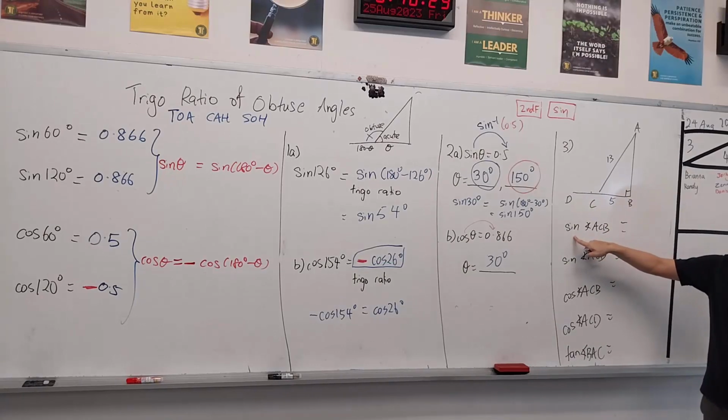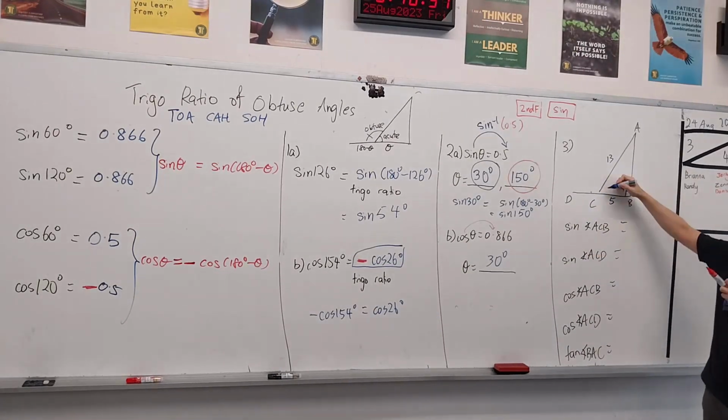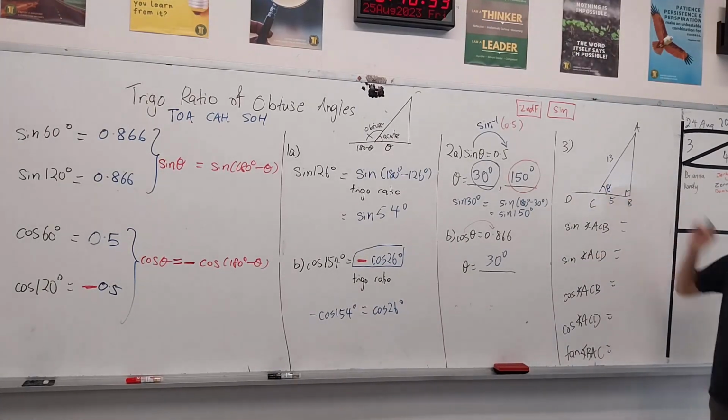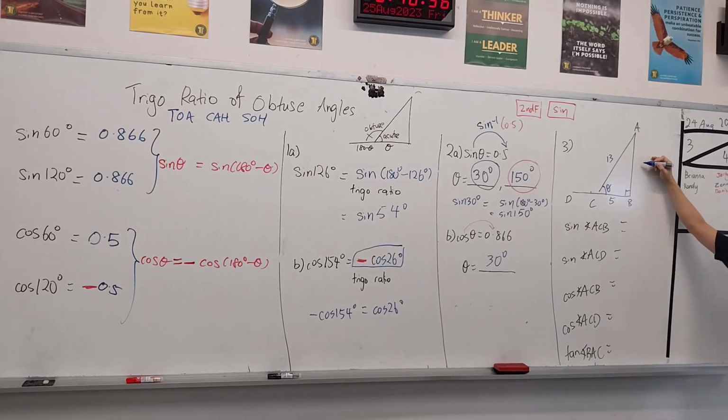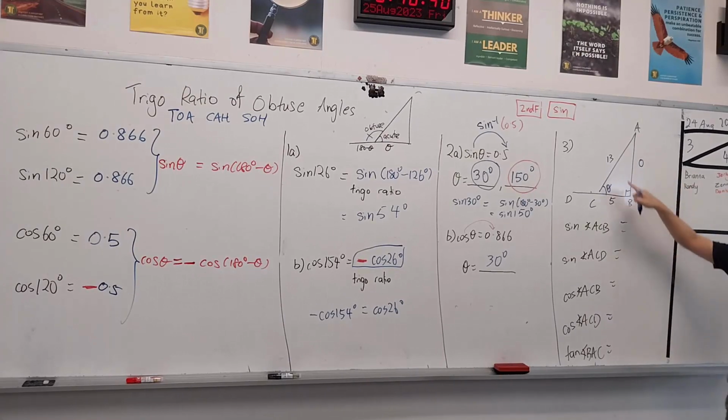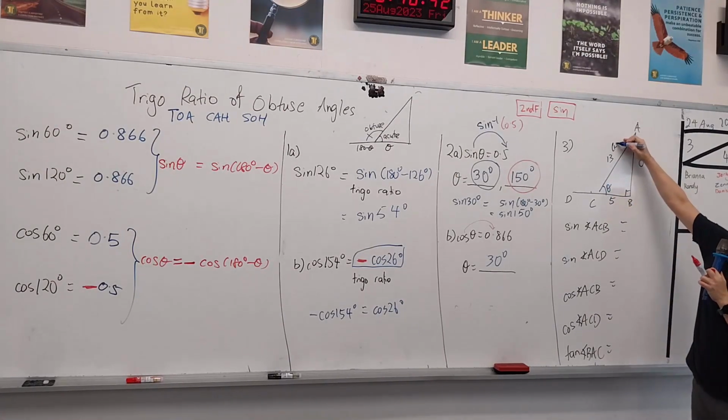Now, sine is opposite over hypotenuse. This is the angle ACB. So let's call this angle here theta. So what is this side called? Opposite, adjacent, or hypotenuse? Okay, now this is the opposite. And then this will be your hypotenuse.